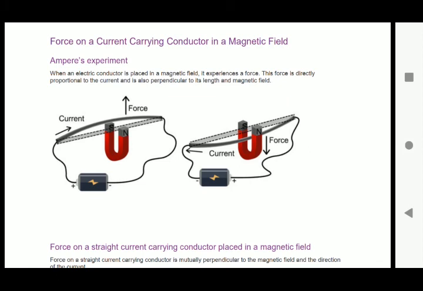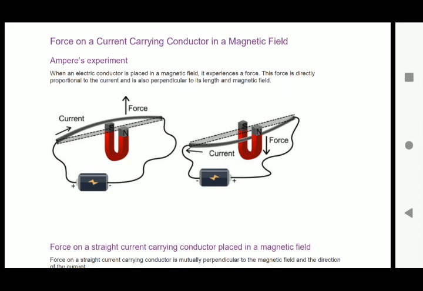So what is the principle of the electric motor and moving coil galvanometer? When a current carrying conductor is placed in a magnetic field, a mechanical force is exerted on the conductor which can make the conductor move. This is known as the motor principle. This is the principle of the electric motor and moving coil galvanometer.